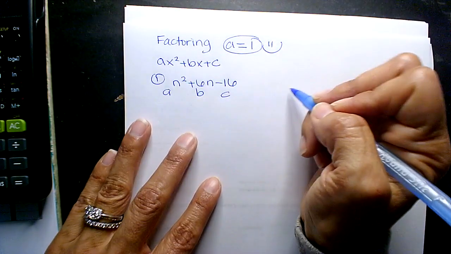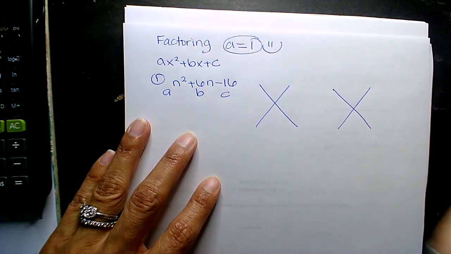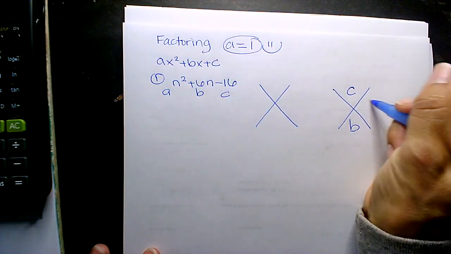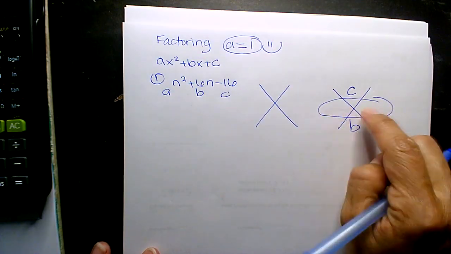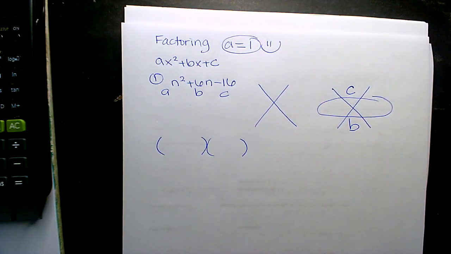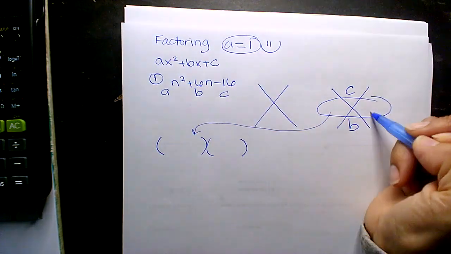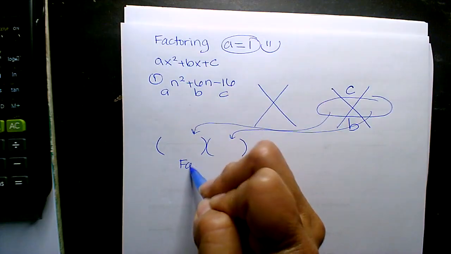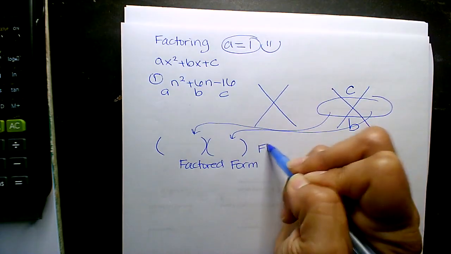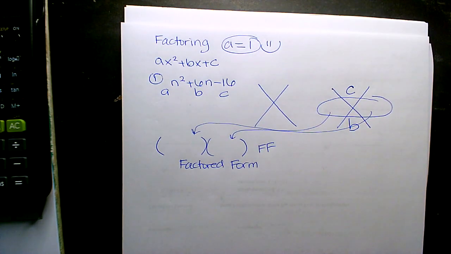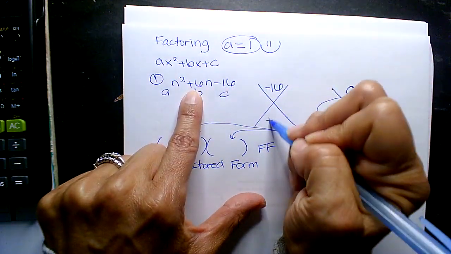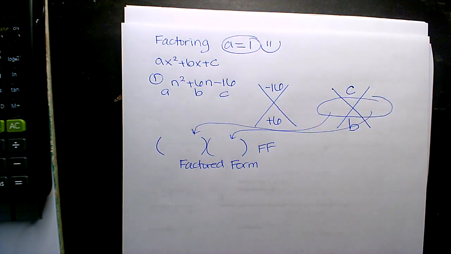So now you go to your magic x. Your magic x is the C value goes on top, the B value goes on the bottom, and when you find these two numbers, they go into binomials. Whatever the numbers are, one goes here and one goes here, and that is your factored form. And it's that quick and that easy. Or I just call it FF, factored form. Okay? All right, so what's my C value? Negative 16. What's my B value? Positive 6.